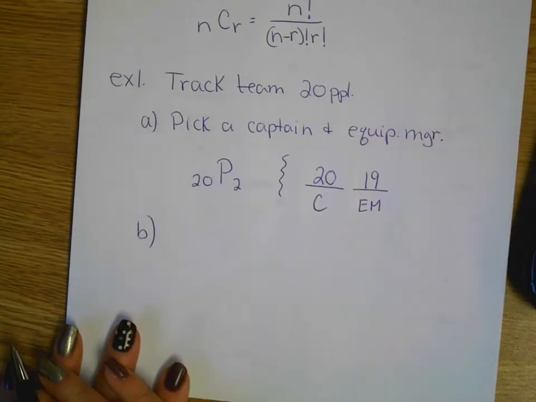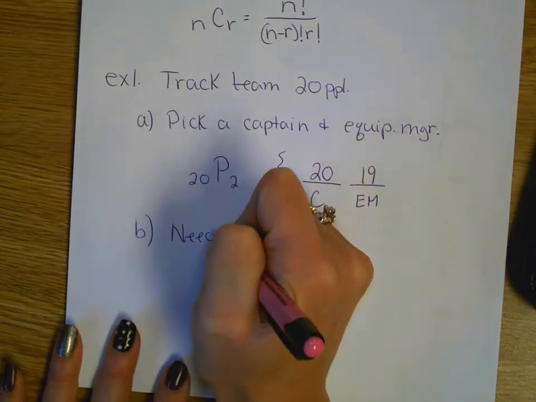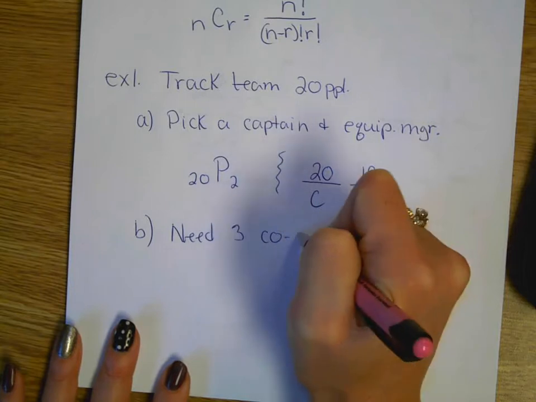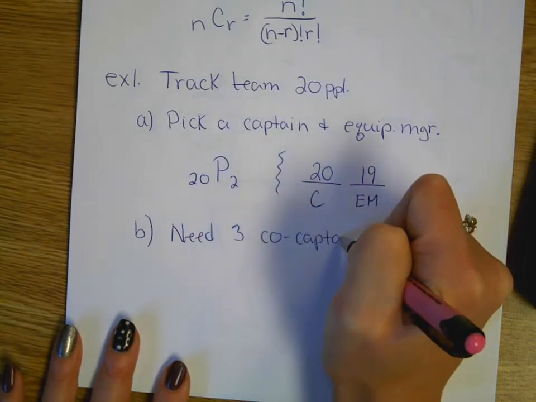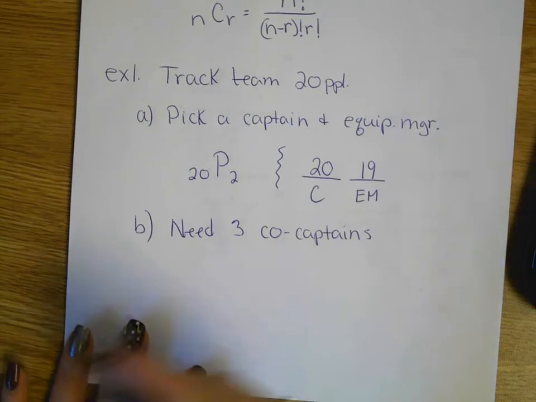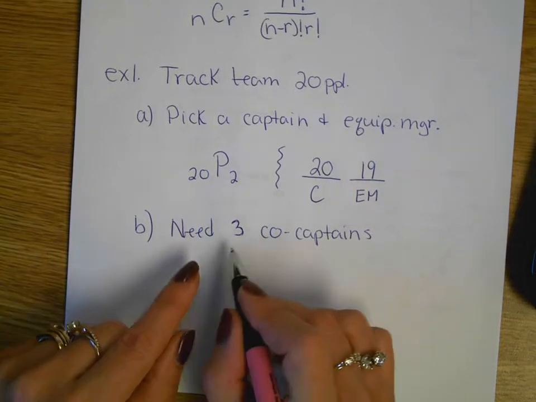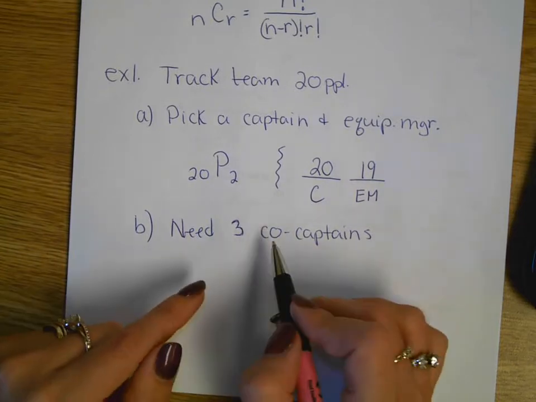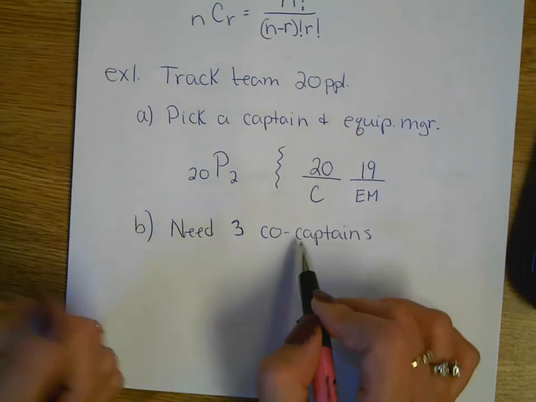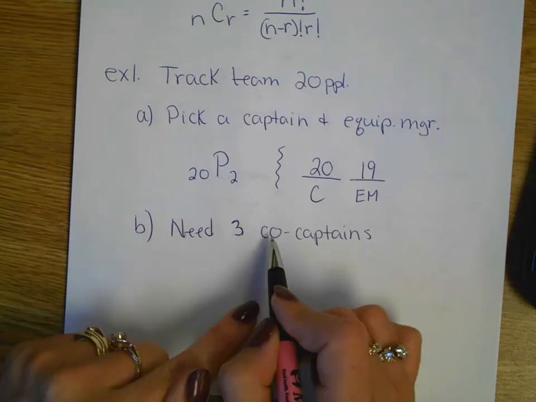Okay, let's go back to our 20-person track team. Let's say I need 3 co-captains. How many ways are there to pick these 3 people? Well, think about 3 people. If they're all co-captains, I'll pick 3 people. Doesn't matter who. If I switch them around, they all still have the same title. I'm a co-captain with the other 2 people. So this is an example where the order does not matter.